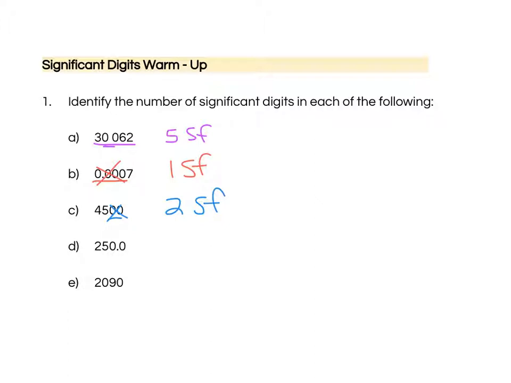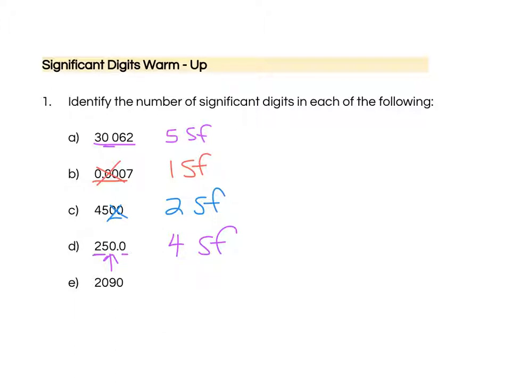Okay, so let's take a look at this first one here. I have some zeros here. One of the zeros is after the decimal, which means it has to count. And then I have some non-zeros here, and my 0 right here is sandwiched between two values that have to be counted. So in total, all of those are going to count, so this value has 4 significant figures.